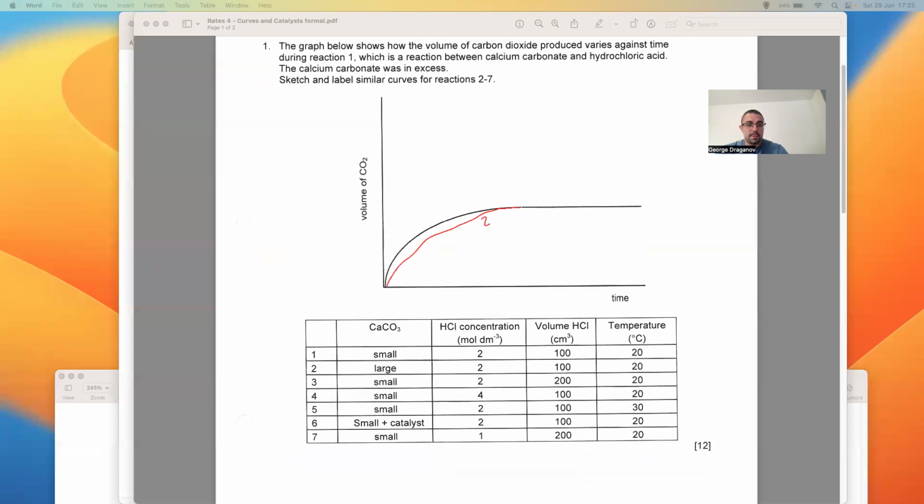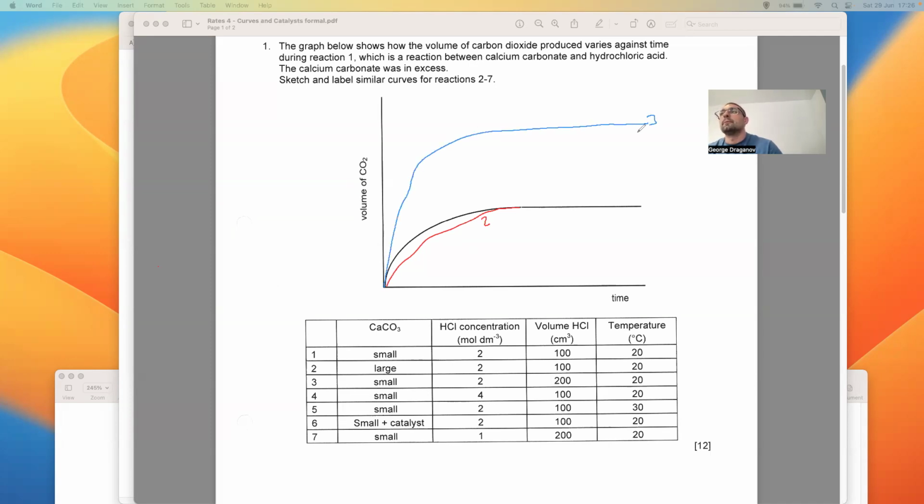Going back to this now. The concentration will actually stay the same, funnily enough, because the concentration is still 2. So if you did 2 per 100 or 2 per 200, you've increased the volume of acid there. So the volume of acid has increased, but not the concentration. So I'm going to draw it similar to the first one, but double the height.